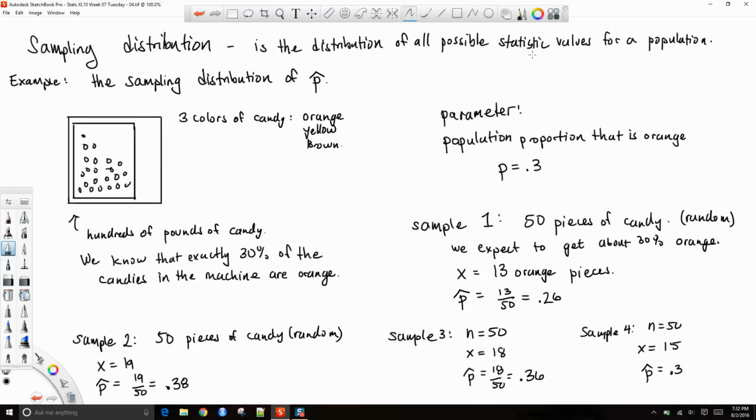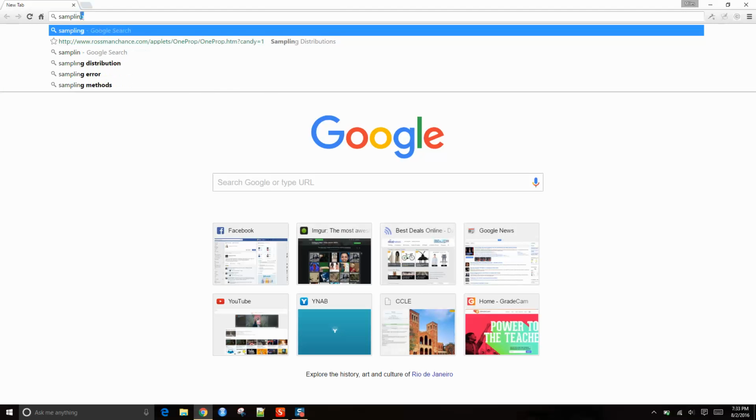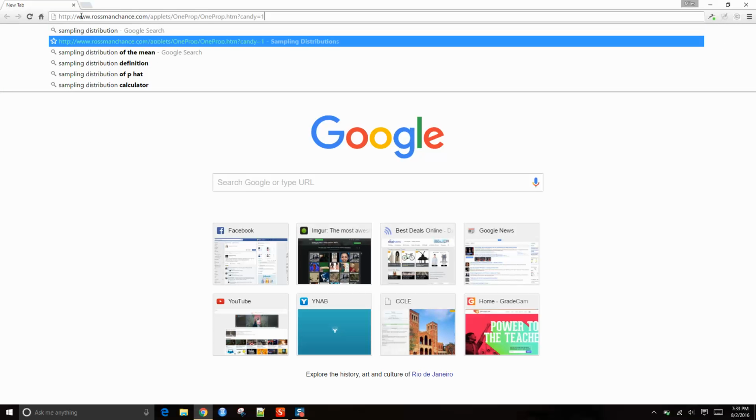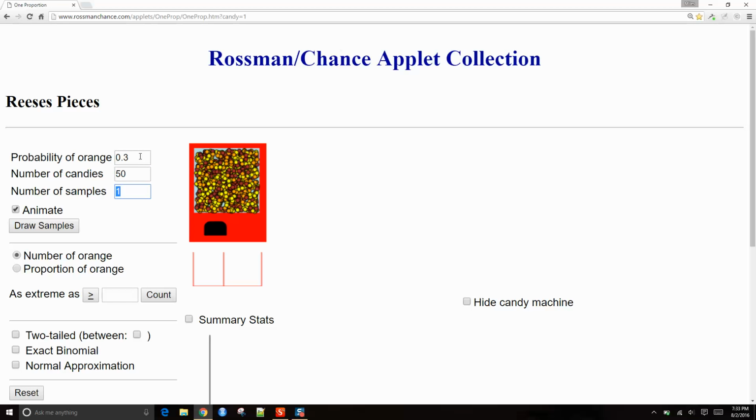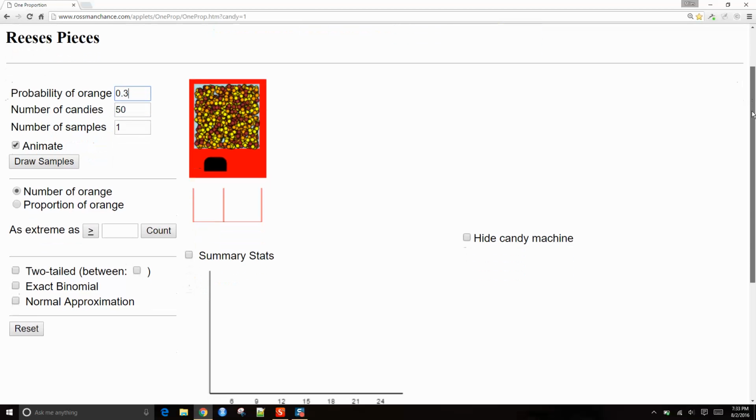Okay, and so I can demo how this is going to look. All right, so let's open the distribution, here we are. So let me set this. We're going to take 50 pieces of candy. And so here's our machine. In this you've got brown, orange, and yellow, and we know that in the population exactly 30% of these candies are orange. Can you guys see this okay?